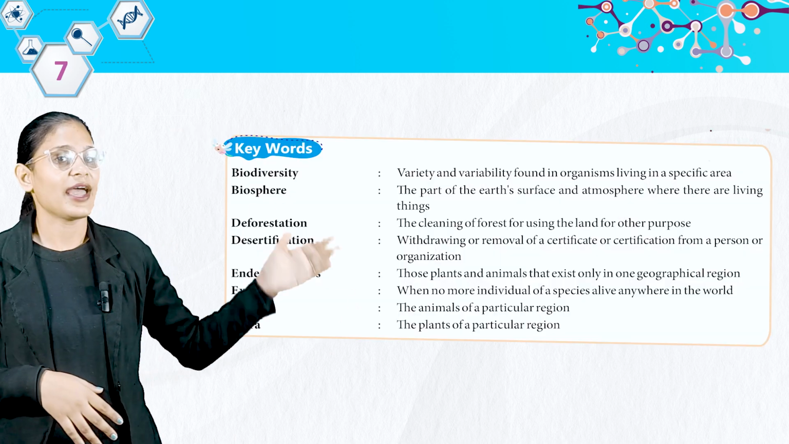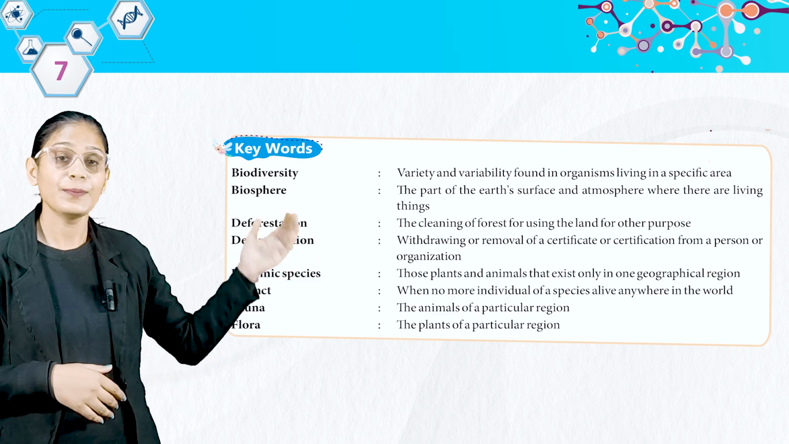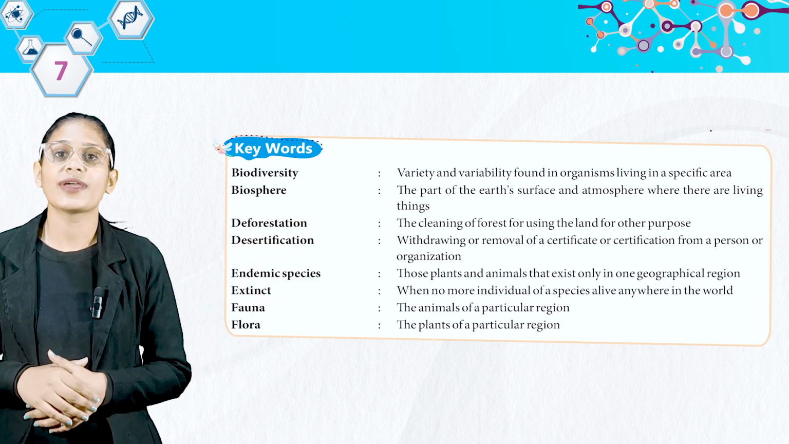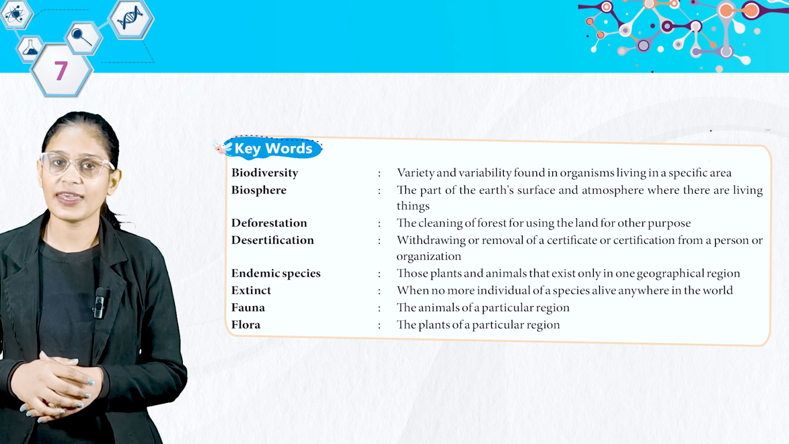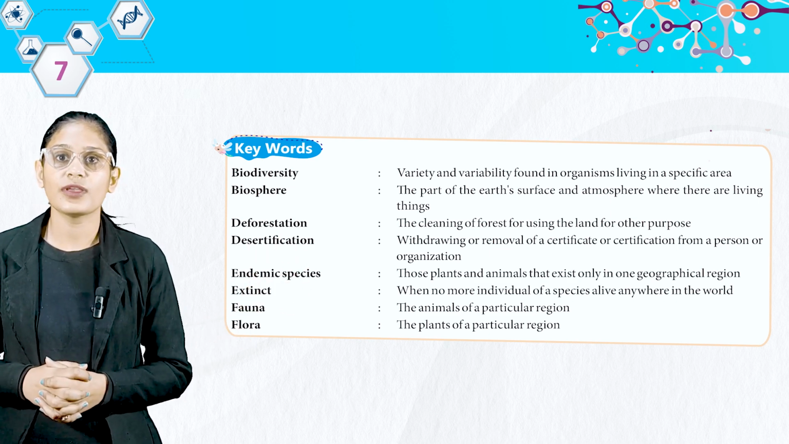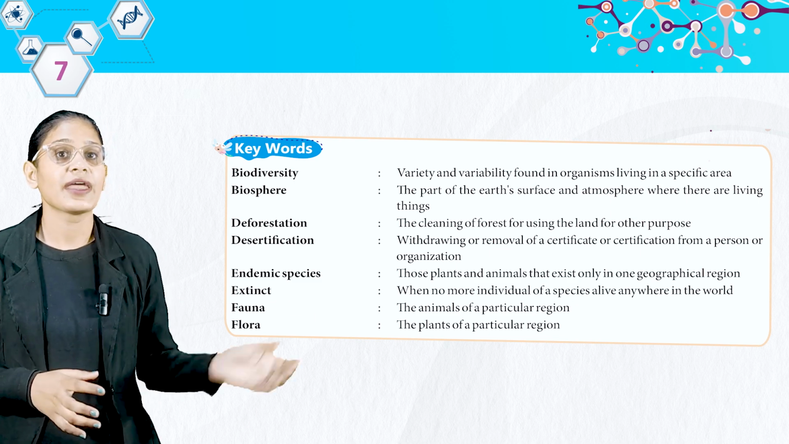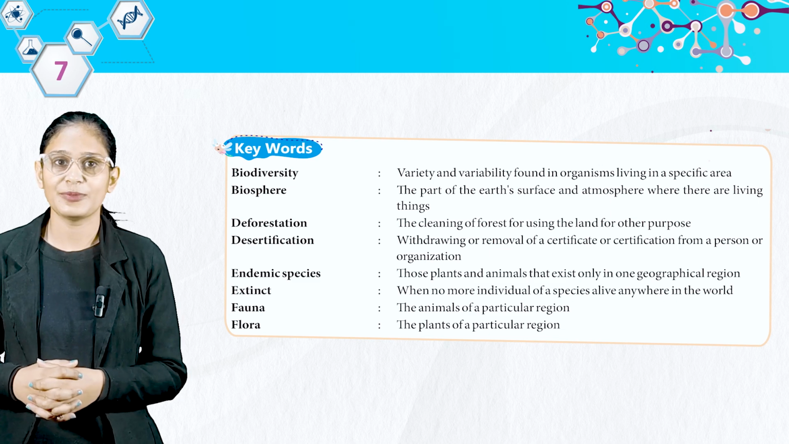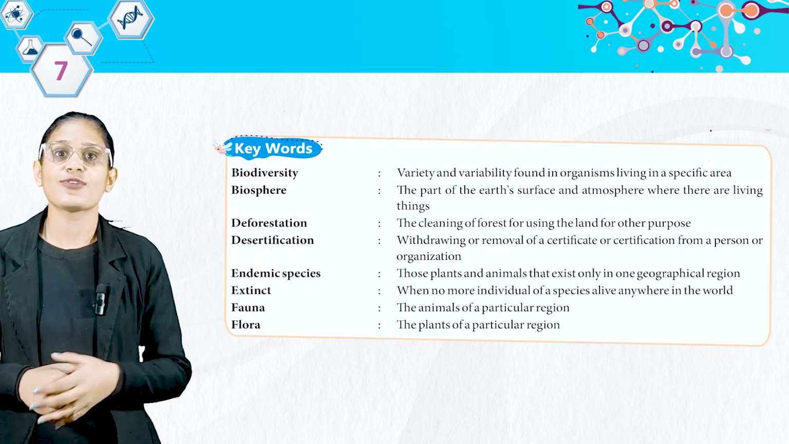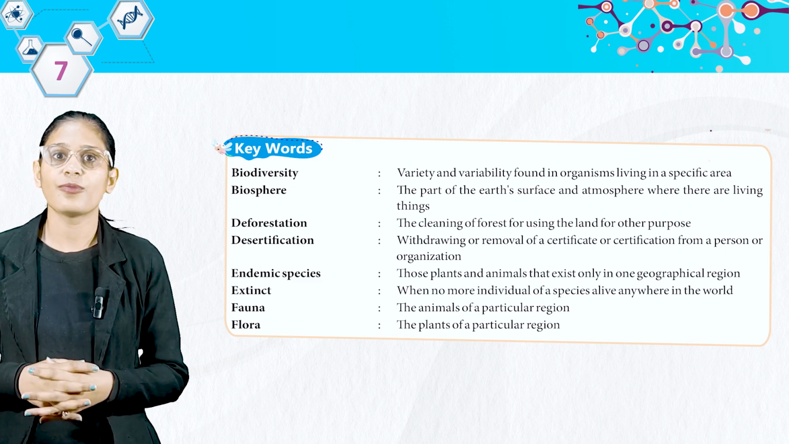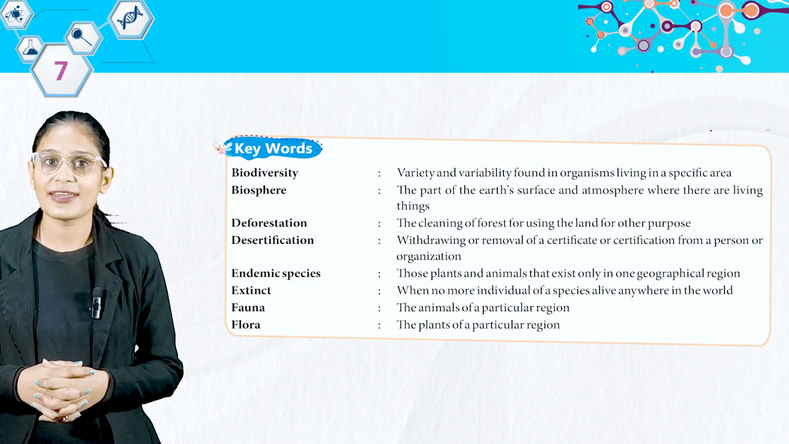Now students, we have some keywords here. Biodiversity: variety and variability found in organisms living in a specific area. Biosphere: the part of Earth's surface and atmosphere where there are living things. Deforestation: the clearing of forest for using the land for other purposes. Desertification, withdrawing or removal of a certificate or certification from a person or organization.